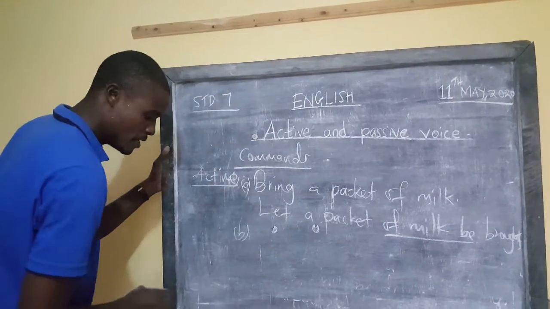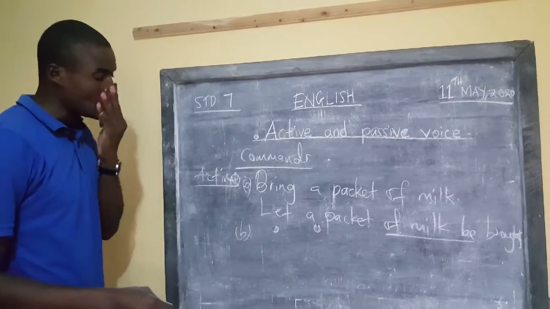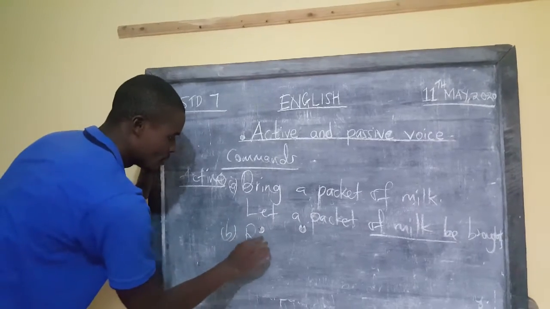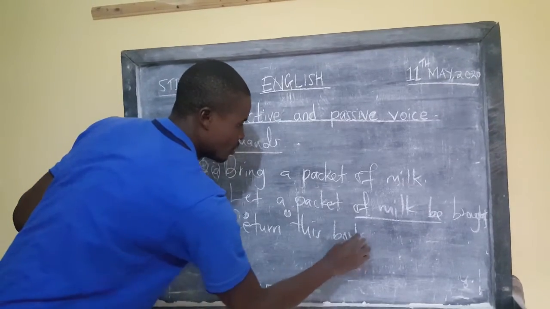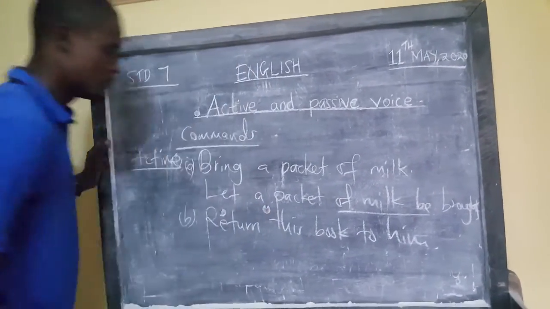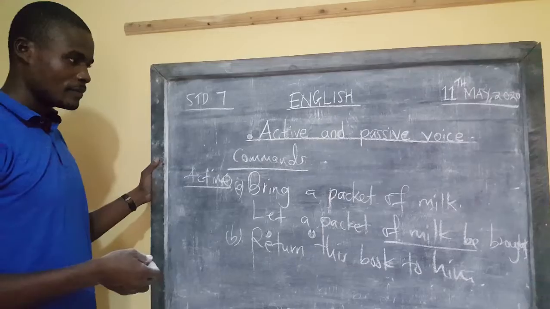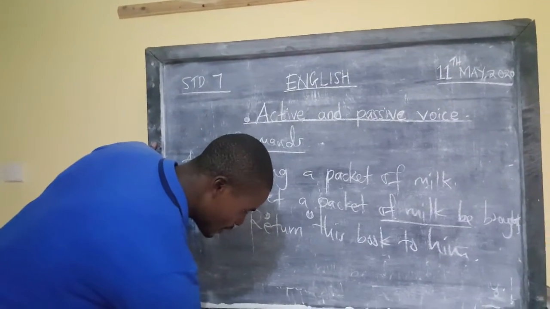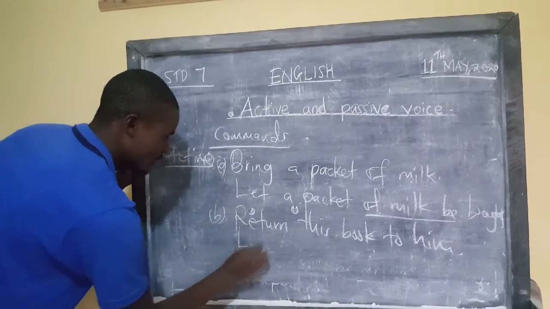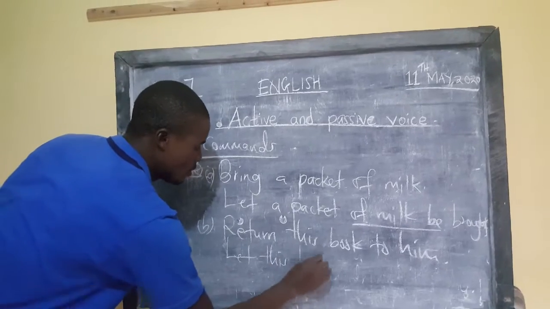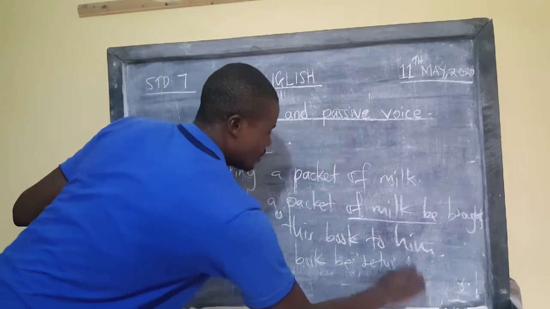That is A. B: return this book to him. How do we make that? You say, let this book be returned to him. Begin with let. Let this book be returned to him.